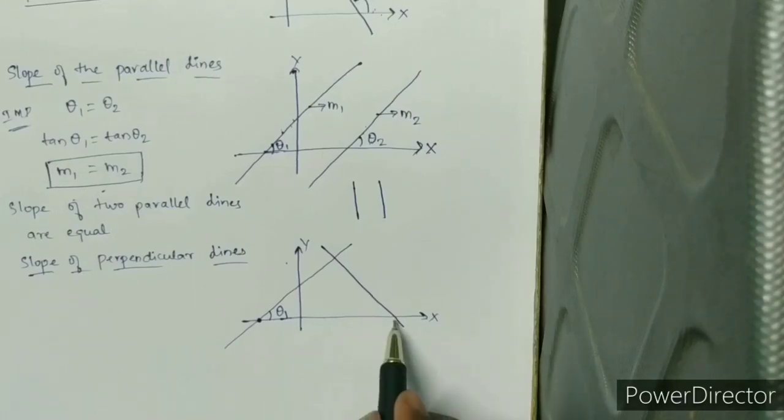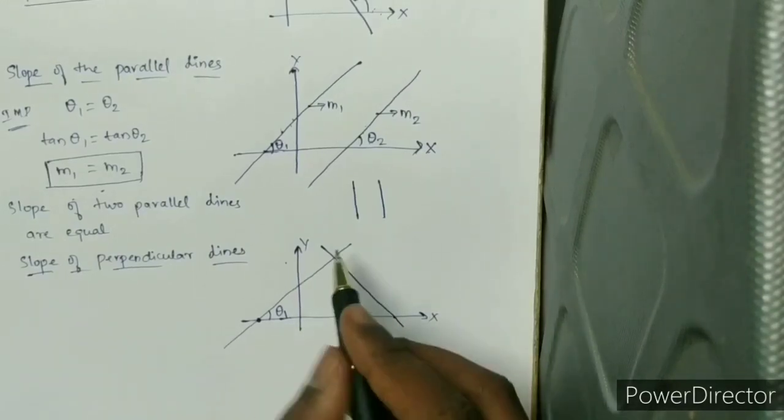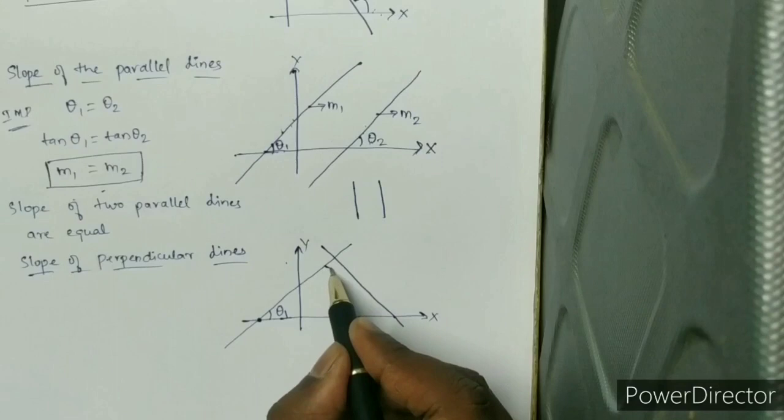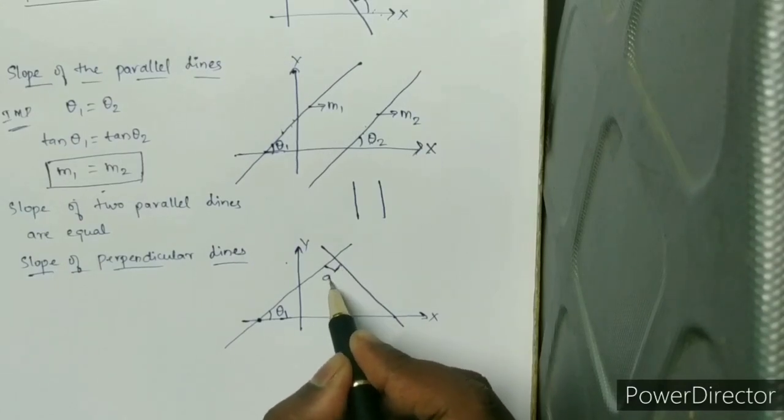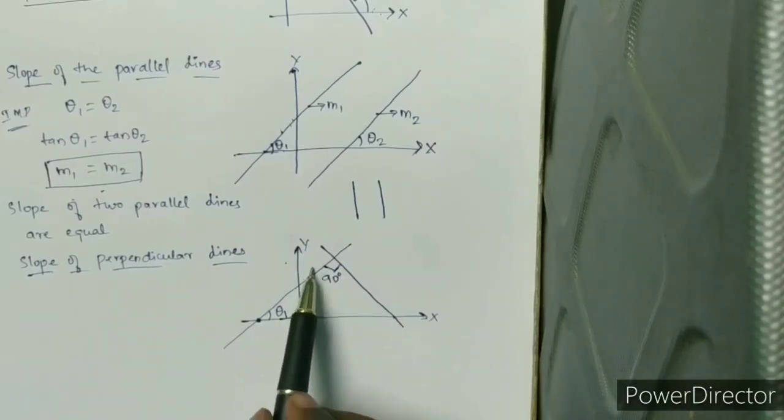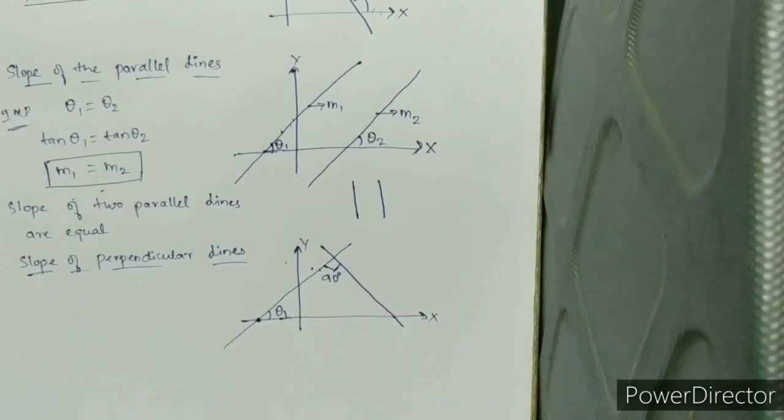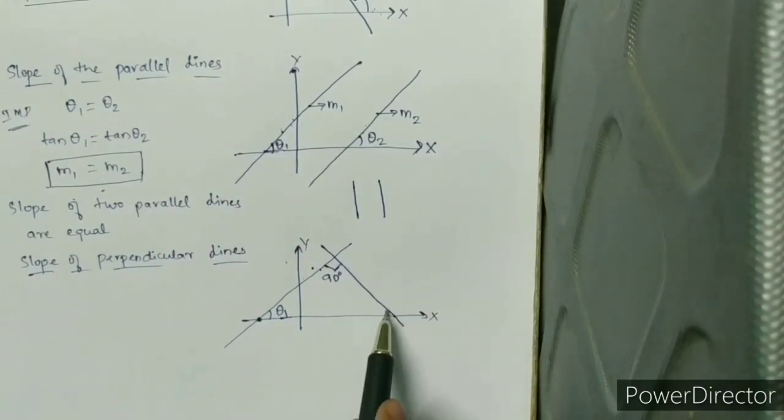Take this angle to be theta 1. Okay, this angle is 90 degrees. That means these two lines are perpendicular. Okay, so what is this angle going to be?